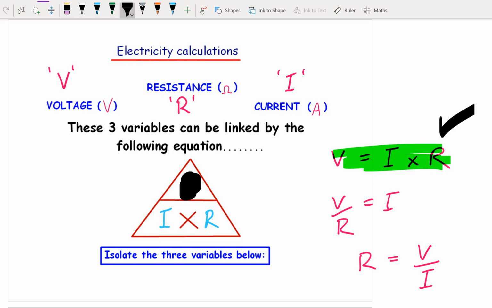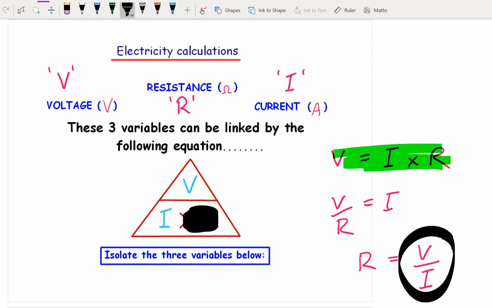Well, that's correct. Or what you can do is, if you wanted to work out what I equals, put your thumb over the I and the cross, and you get V divided by R. If you wanted to work out what resistance is, you put your thumb over the R and the multiplication symbol, and you get voltage divided by current, right? Now, I'm going to go through a couple of equations with you.